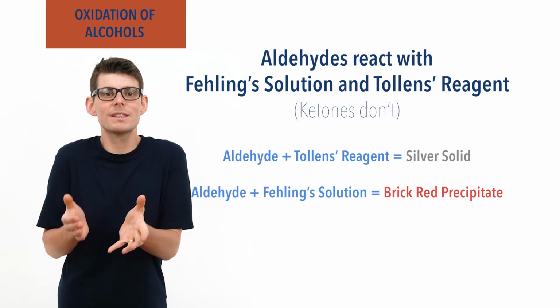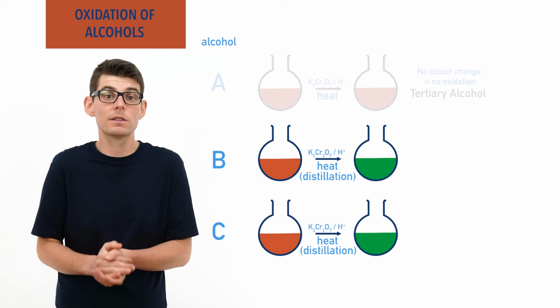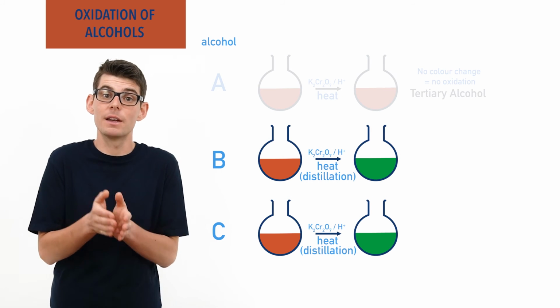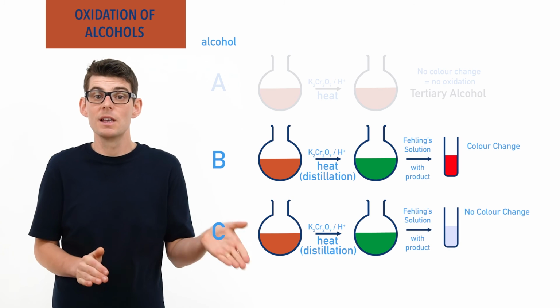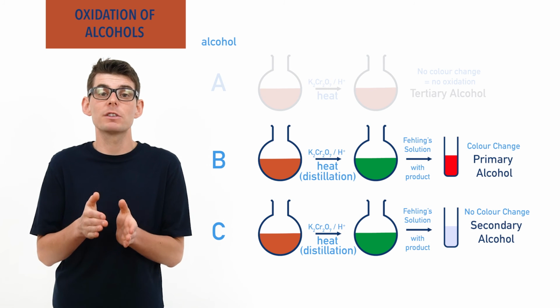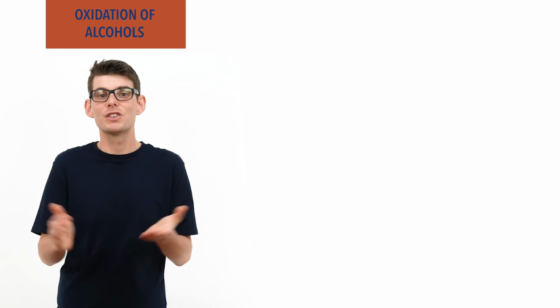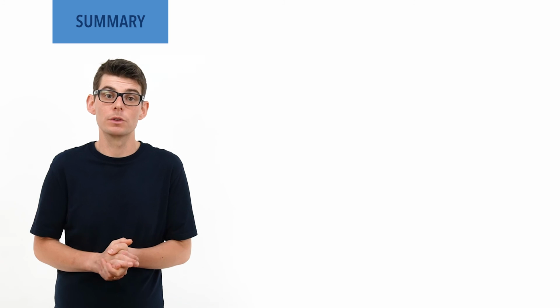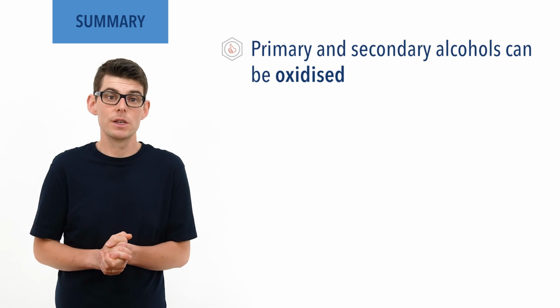Now, whichever distillate from oxidation gives a positive result with either of these tests must be the aldehyde and therefore must have come from the primary alcohol. In this case, B. That means B is the primary alcohol and C is the secondary alcohol that produced the ketone. So, to summarize, primary and secondary alcohols can undergo oxidation reactions when heated with an oxidizing agent.